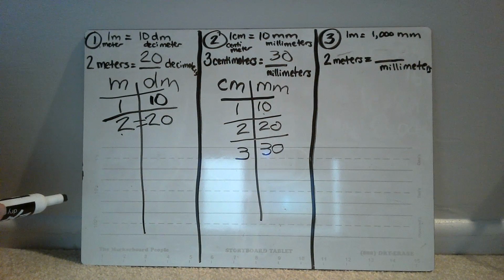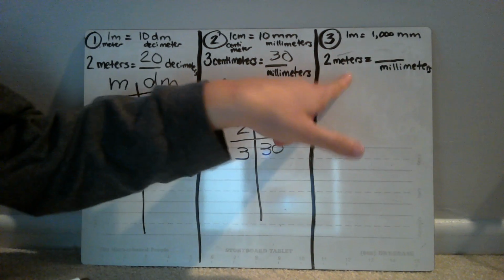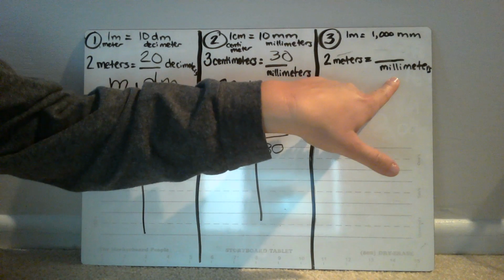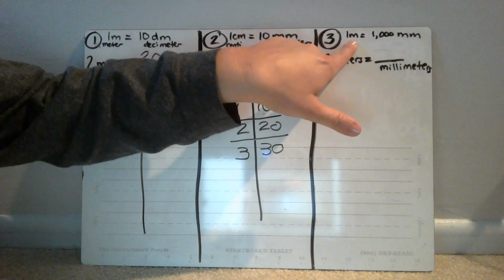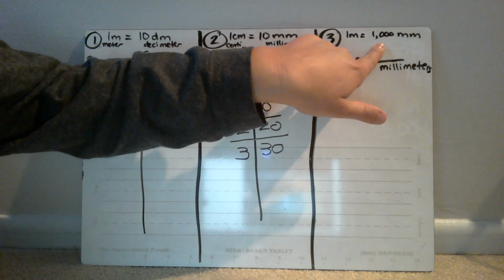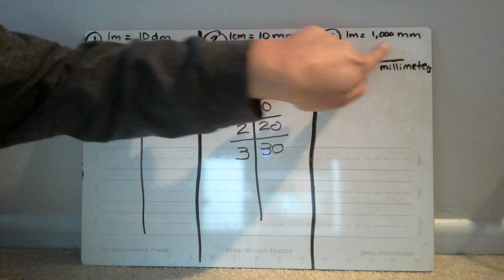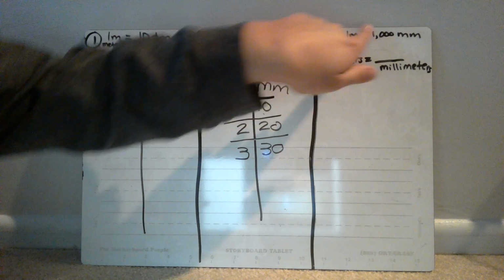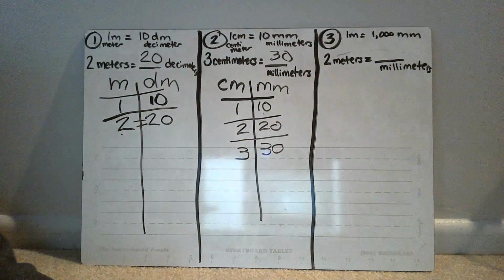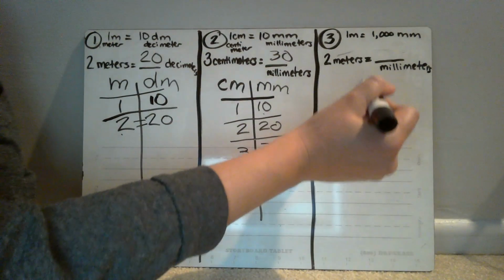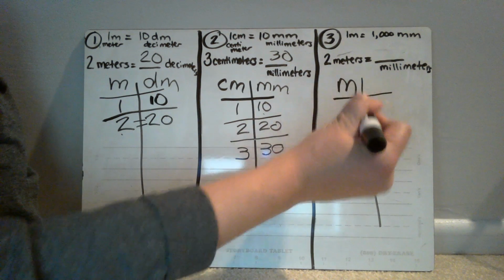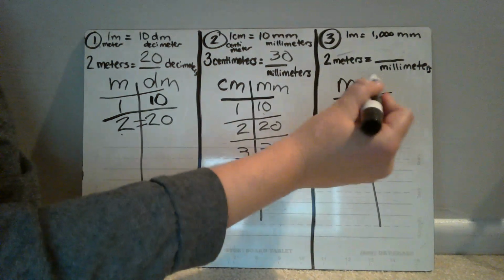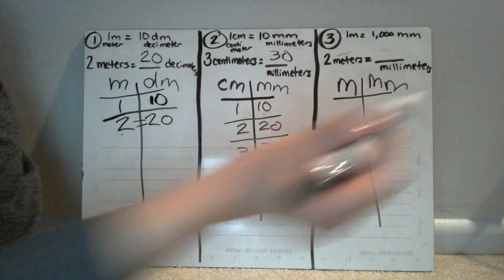Finally, in the last problem, we have 2 meters is equal to blank millimeters. This conversion is 1 meter is equal to 1,000 millimeters. So you need a lot of millimeters in order to equal 1 single meter. I'm going to use my conversion chart again. I'm going to put meters on one side and millimeters on the other.